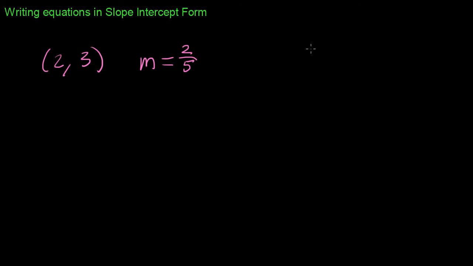Now, a very long-winded way to do this is to graph it, because based on just a point and a slope, you can just go graph it. You can go over 2, up 3, put the point, and then use the slope to do rise over run, up 2, over 5. The next point would be over here. You can plot your line and figure out the y-intercept. I do not recommend that method, but it is possible.